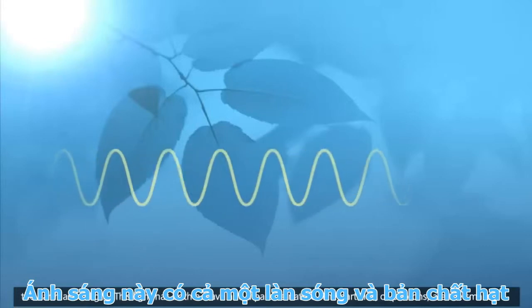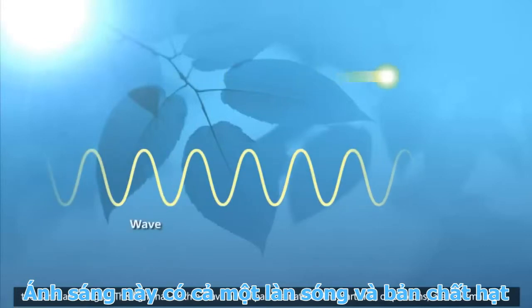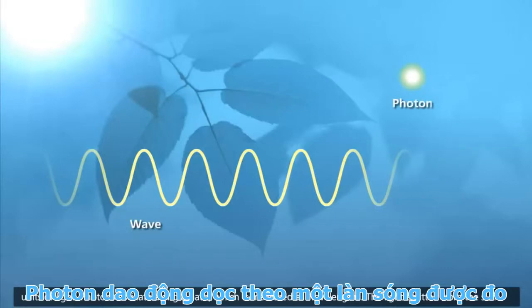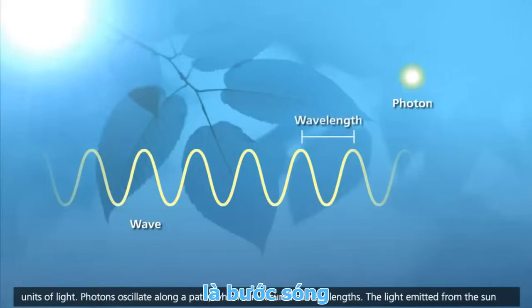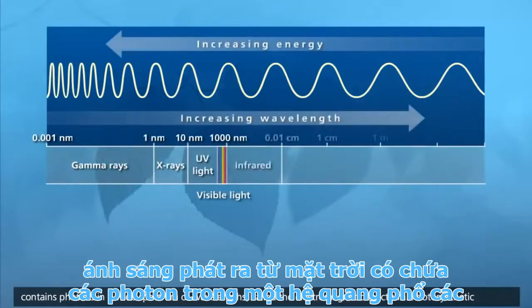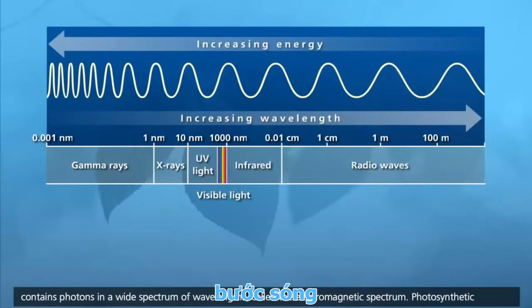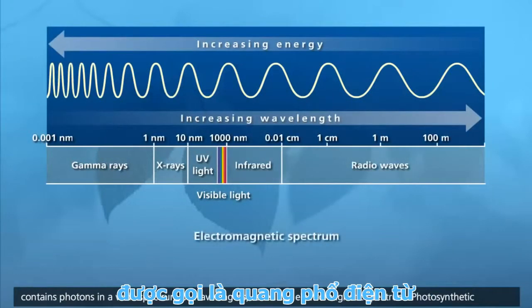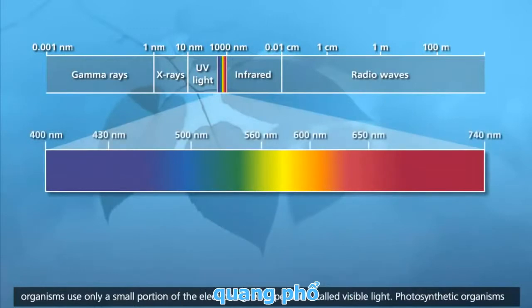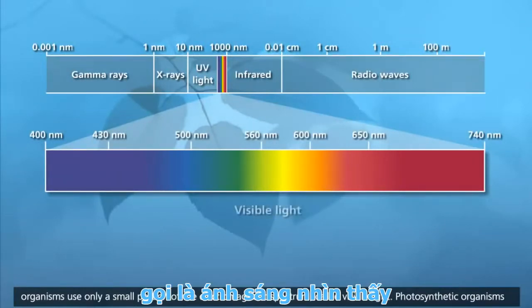This light has both a wave and a particle nature. The particles, or photons, are the smallest units of light. Photons oscillate along a path, which is measured as wavelengths. The light emitted from the sun contains photons in a wide spectrum of wavelengths, called the electromagnetic spectrum. Photosynthetic organisms use only a small portion of the electromagnetic spectrum, called visible light.